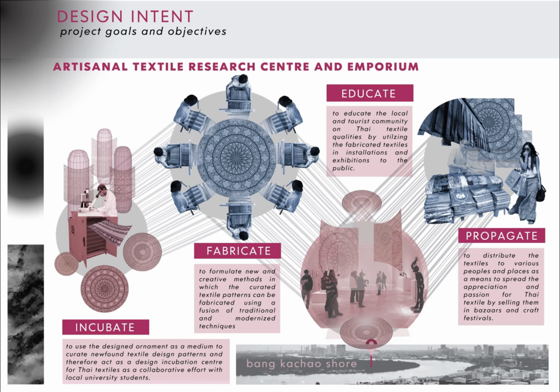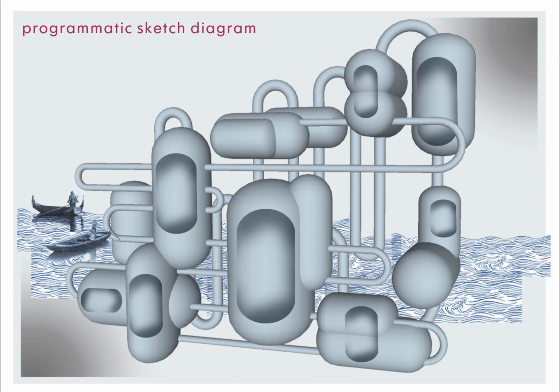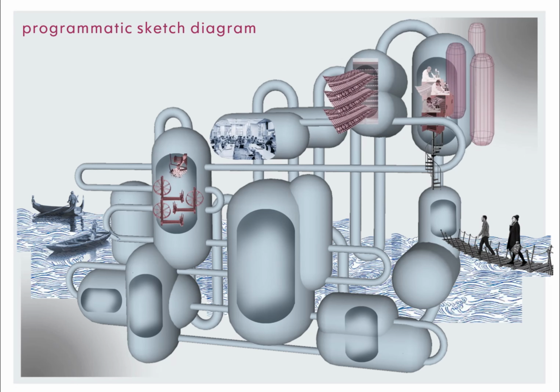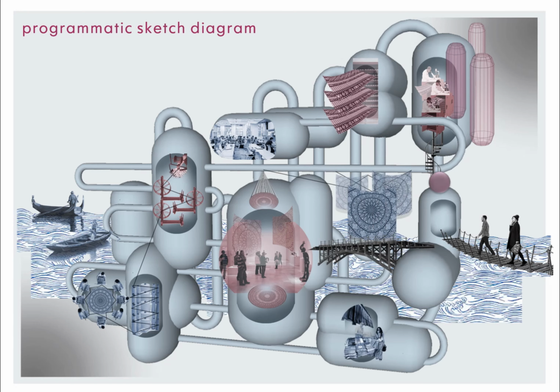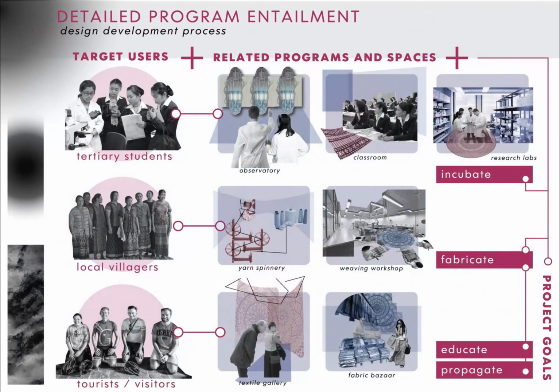Lastly, the project will also utilize the status of its site as a popular tourist destination to propagate the different fabrics produced to generate income for its local community, as well as to raise funds for the continuation of its research activities. With the above intentions in mind, the programmatic diagram for the project is mapped out to determine the flow and interweaving elements or activities that will take place. Based on the program, the necessary places are listed to fit the entailment of its activity and target users.